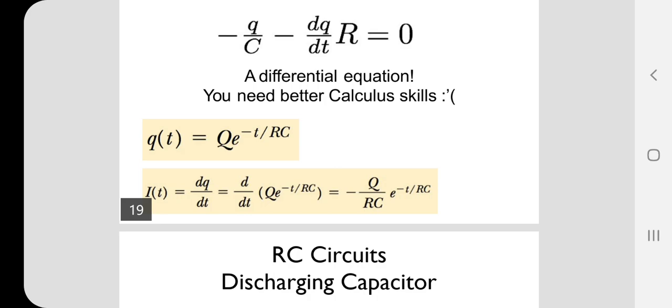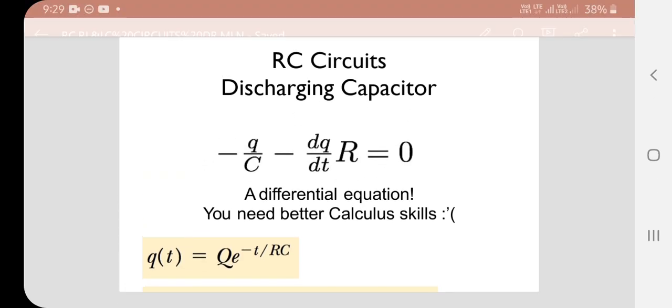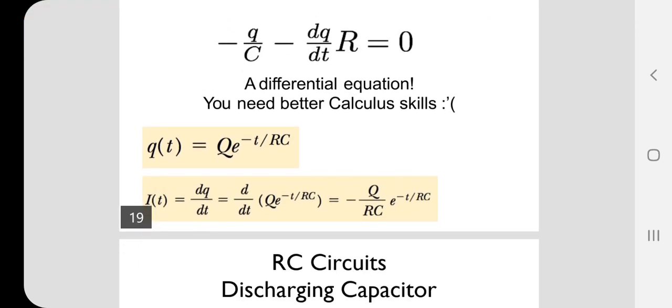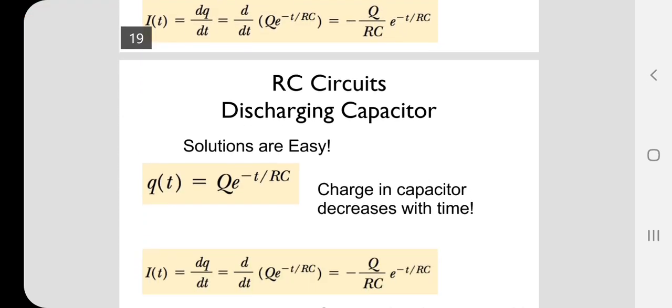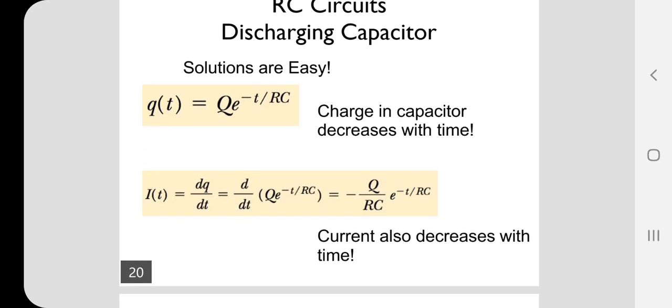This is about the difference between the charging and discharging of the RC circuit, and the discharging of the capacitor in the RC circuit. This is the final solution: q of t is equal to Q into e power minus t by RC. The charge in the capacitor decreases with time. The current, dq by dt, is d by dt of Q e power minus t by RC, which is equal to minus Q by RC into e power minus t by RC. The current also decreases with time. The charge in the capacitor as well as the current decreases with time.